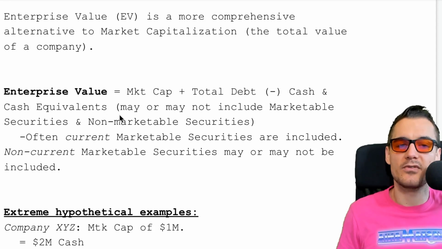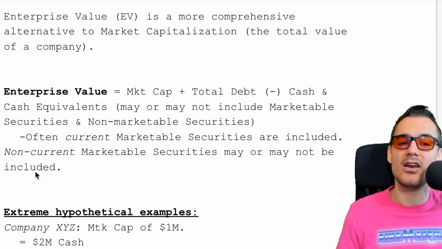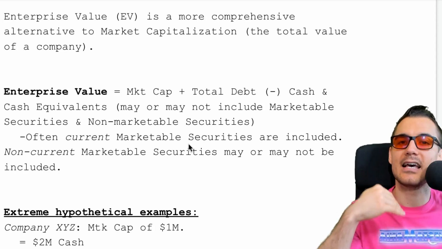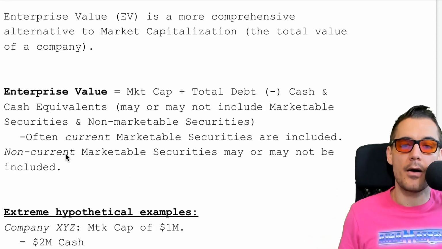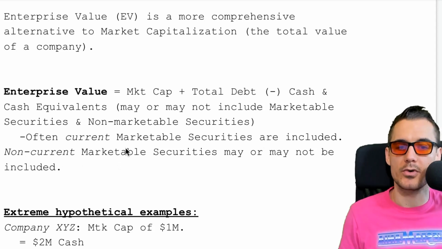Now, the cash and cash equivalents may or may not include marketable securities and non-marketable securities. Often current marketable securities, that's less than 1 year, are included, and non-current marketable securities, those are things that you can't get for more than 1 year, may or may not be included. I personally like to include non-current marketable securities.